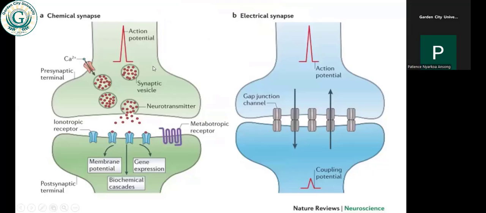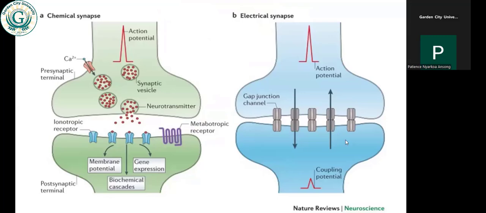So when you look at the chemical synapse, well, that's what we are going to look at, because within the body we have a lot of these compared to the electrical synapse. So the chemical synapse releases chemicals into the synapse, and it's these chemicals that will help transmit the signal within the postsynaptic neuron.